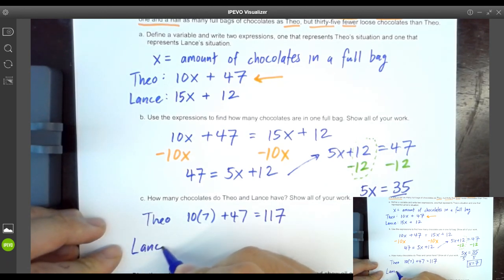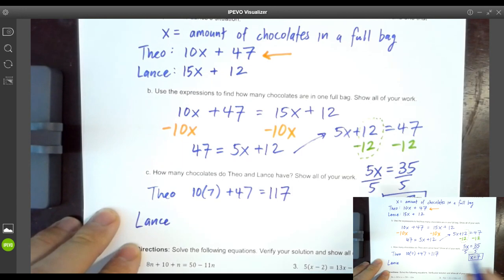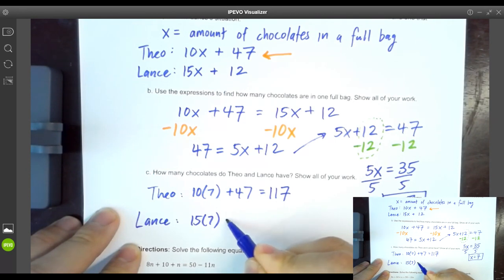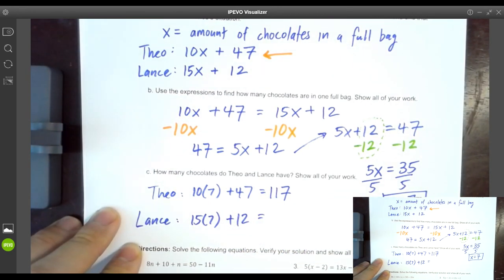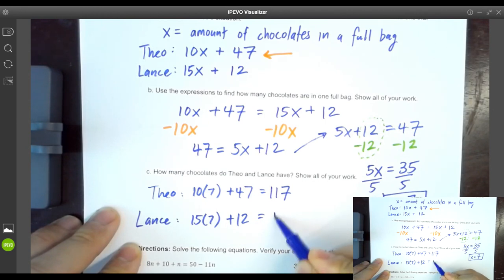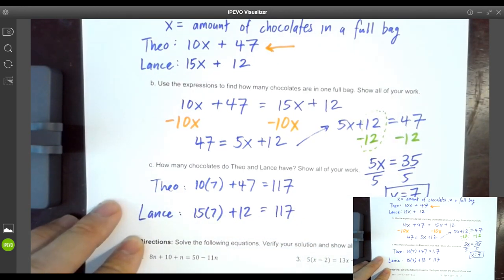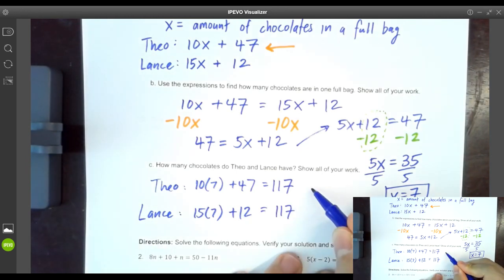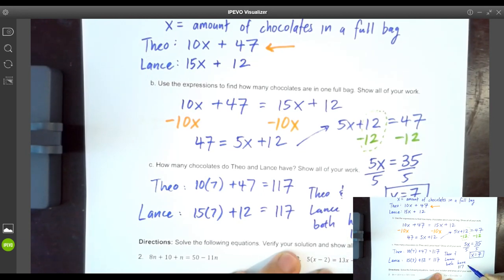Lance, let's just double check and make sure both expressions are correct and they both have the same amount when x is 7. So 15 times 7 plus 12. 15 times 7, that's 105, right? 70 plus 35. 15 times 7, 105. 105 plus 12 is 117. So they are both at 117. Okay, so you'd say Theo and Lance both have 117 chocolates. That's a lot of chocolate.